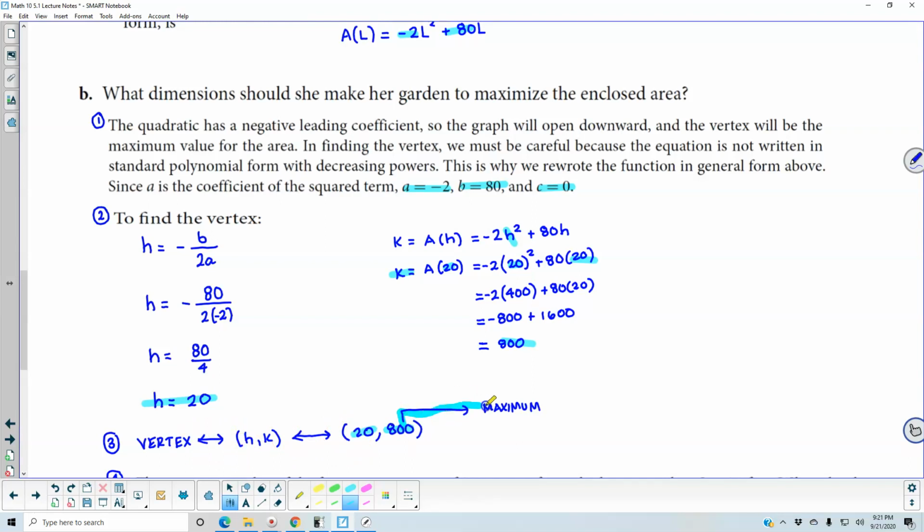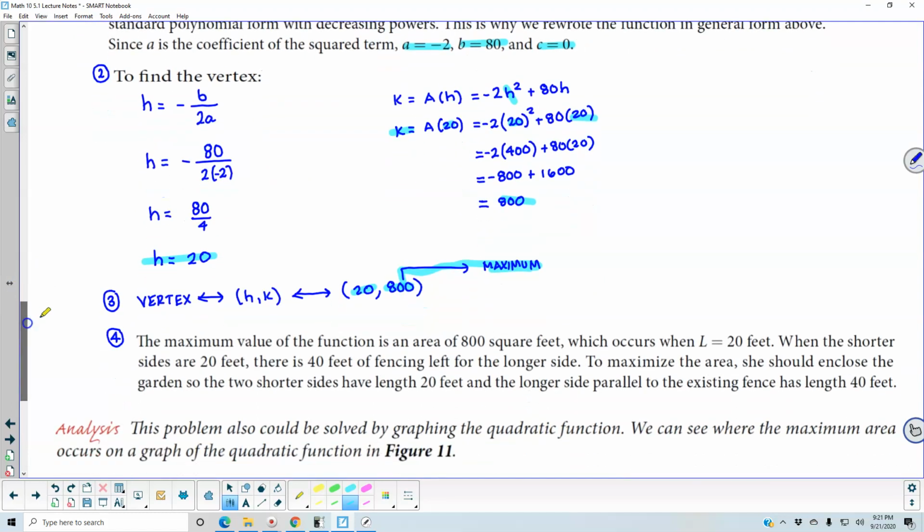Remember that this represents the maximum. So since that is the maximum, the maximum value of the function is an area of 800 square feet, which occurs when the length is equal to 20. When the shorter sides are 20 feet, there is 40 feet of fencing left for the longer side. To maximize the area, she should enclose the garden so that the two shorter sides have length 20 feet and the longer side parallel to the existing fence has a length of 40 feet.